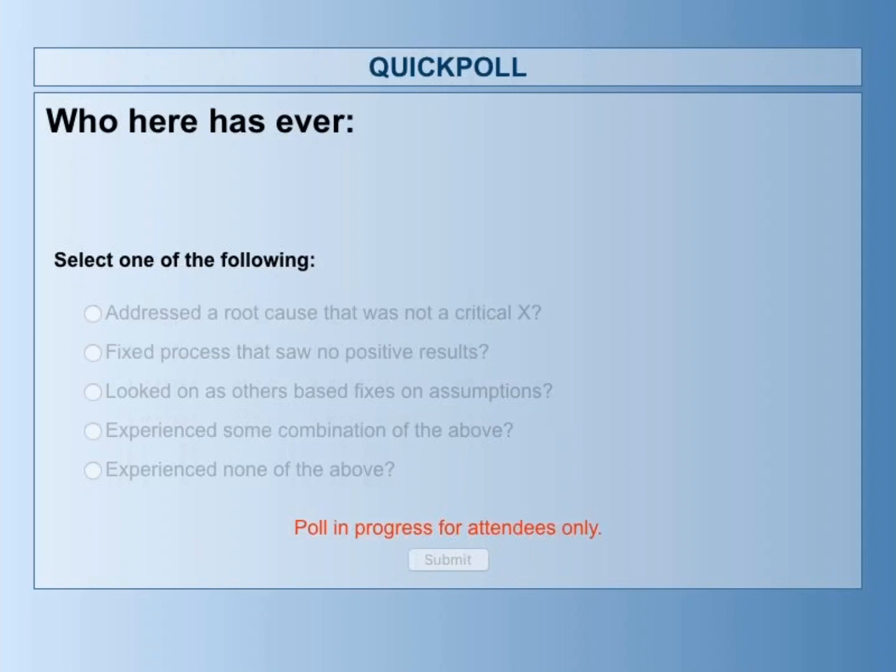Looks like you're getting some good votes there. We are. Okay, so I'm going to close and launch, and let's see what we've got.